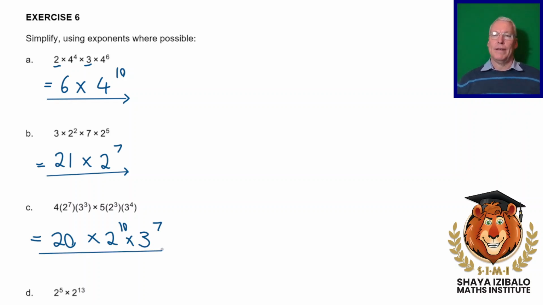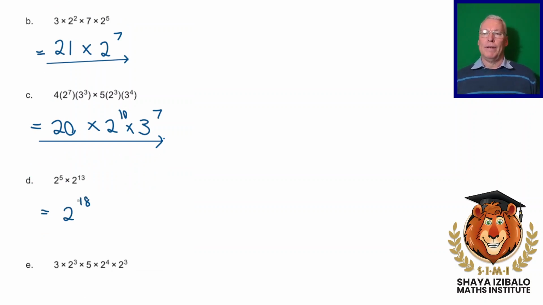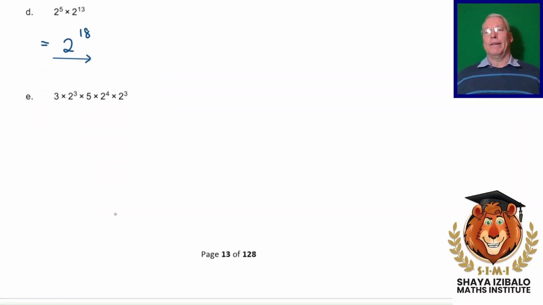Okay. The next one. These we've only got numbers with exponents on. The base is the same, so we're just going to add the exponents. 2 to the power of 18. Right. But remember what that means. 2 to the 5 means 5 2's multiplying together. 2 to the 13 means 13 2's multiplying together. Altogether, we've got 18 2's multiplying together.